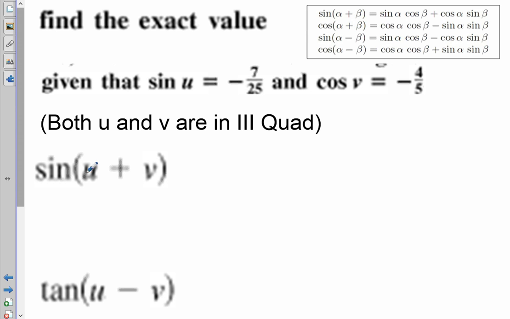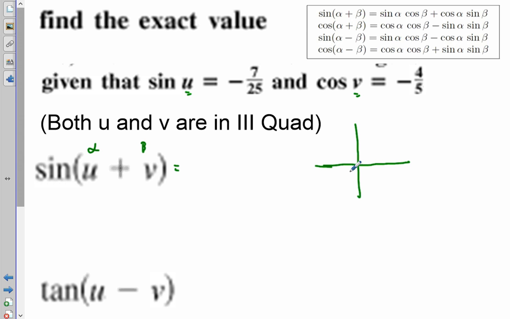So first off, we have sine of angle u plus angle v. Essentially this is like alpha, this is beta. And what we have is sine of u and cosine of v. Now both these are angles, so what I would first do is draw and create a triangle in the quadrant for each one. And so I'm going to draw one here.